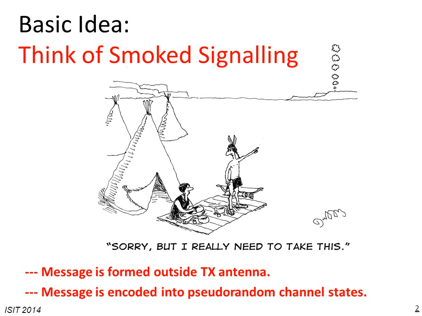To explain the basic idea, the best way is to think about it in terms of smoke signaling, in the sense that the message is formed outside the transmit antenna and the message is encoded into pseudo-random channel states. The channel states contain the information, which is detected at the receiver and converted back into bits. And of course, a forward error correcting code operates over those bits that select the channel state.